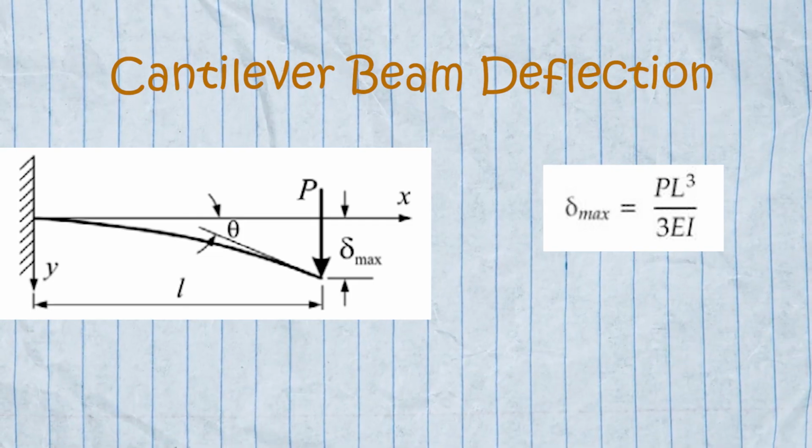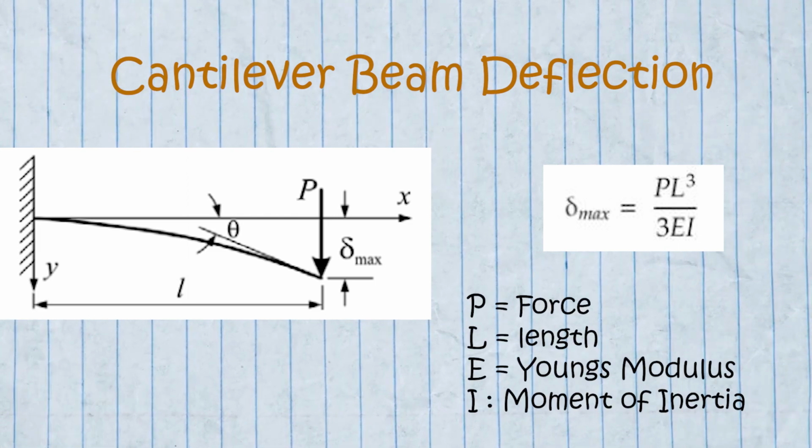This is the maximum deflection that the beam will experience when a force is applied to it. The formula for maximum deflection is given as such. Maximum deflection equals FL cubed divided by 3EI, where F is the force, L is the length of the beam, E is the Young's modulus, and I is the moment of inertia.